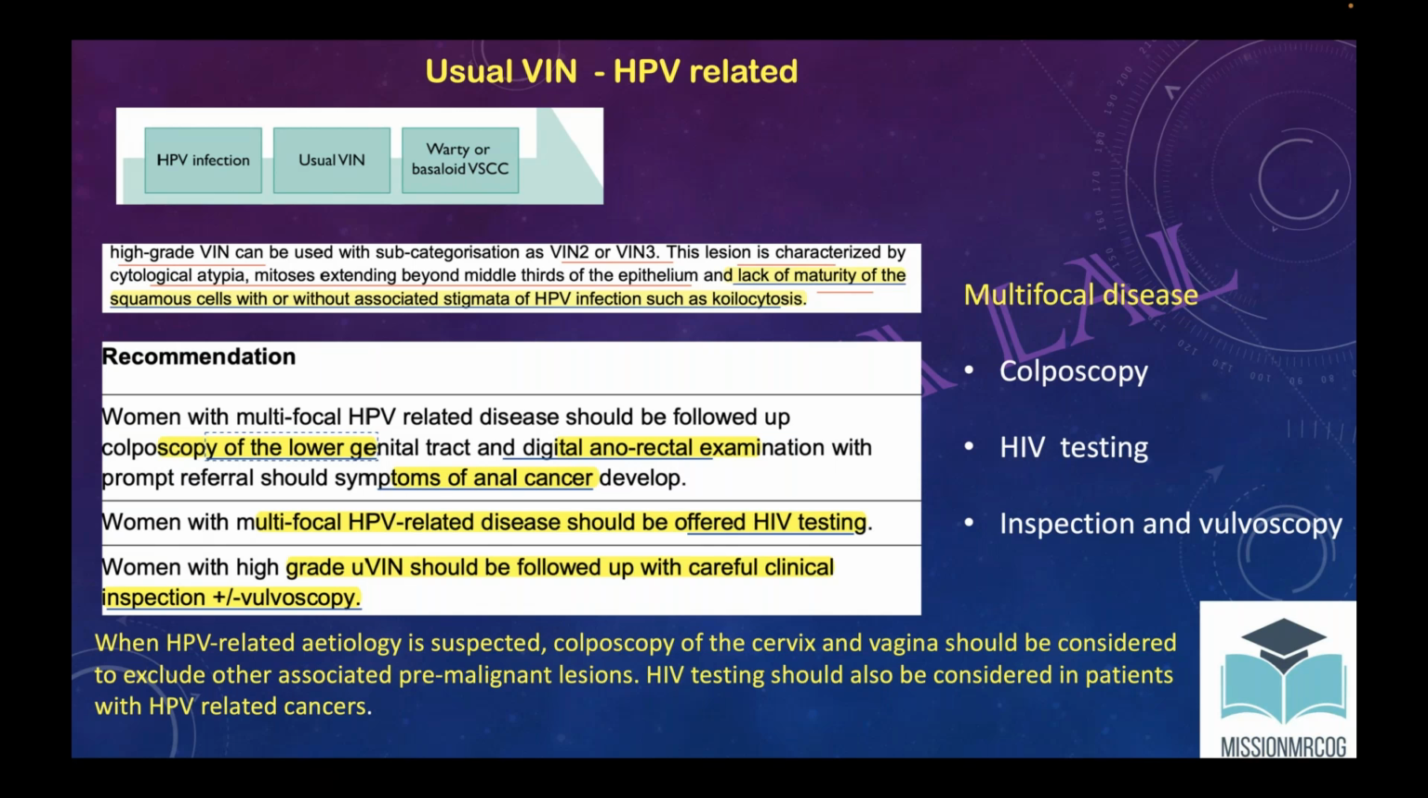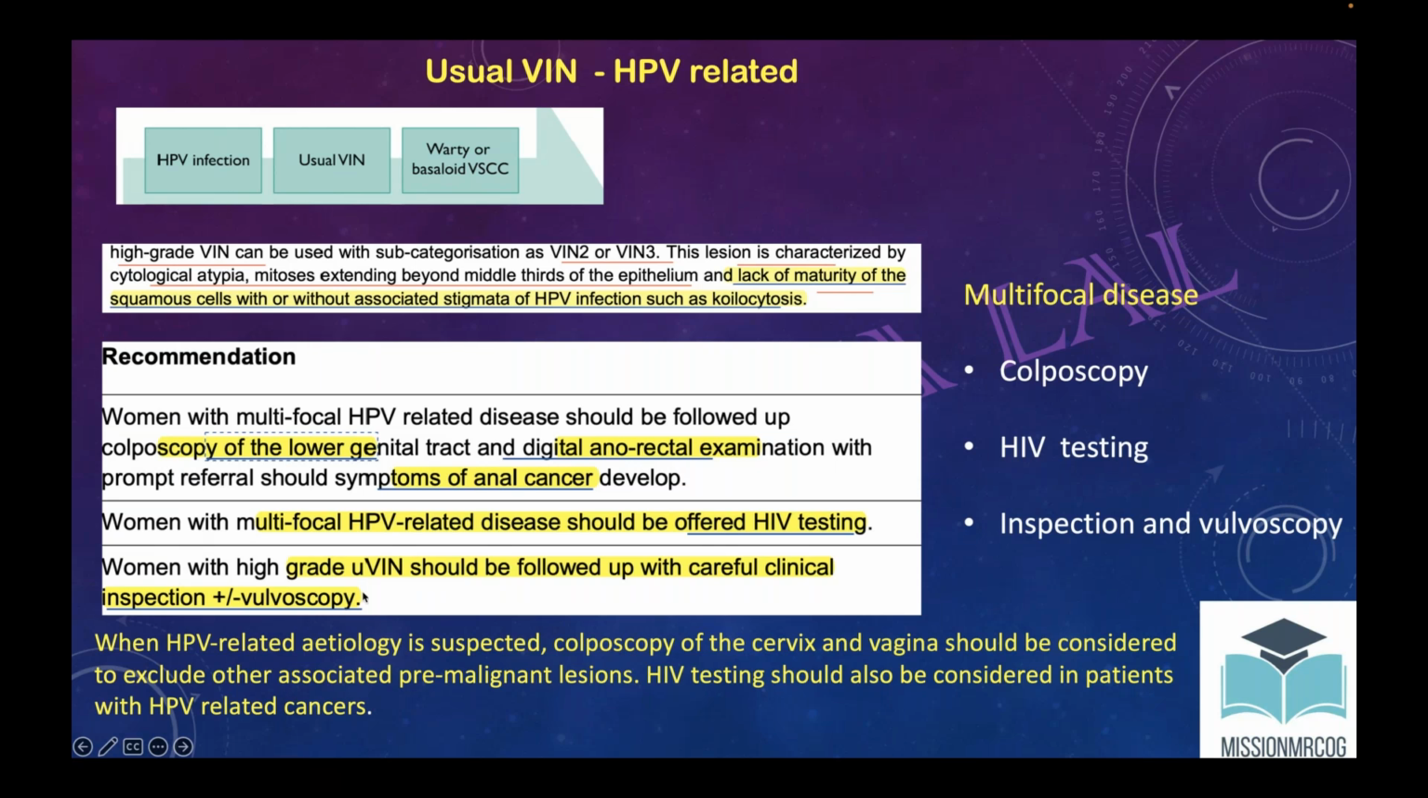We need to know any associated lesion. So colposcopy to be done, and vulvoscopy to be done, and inspection, and if any associated lesion like anal lesion is there, that also has to be done. So consider seeing other areas also. Many of the time HPV infection is associated with HIV, so HIV testing to be done. If HPV related pathology is suspected, colposcopy of cervix, vagina to be considered to exclude other pre-malignant lesion, and HIV testing should be considered.